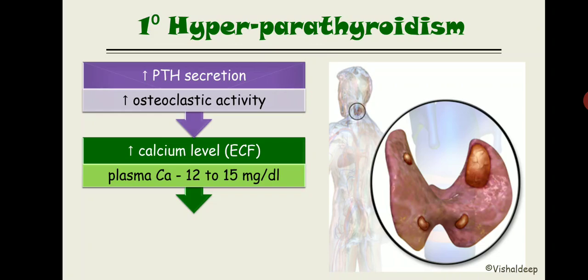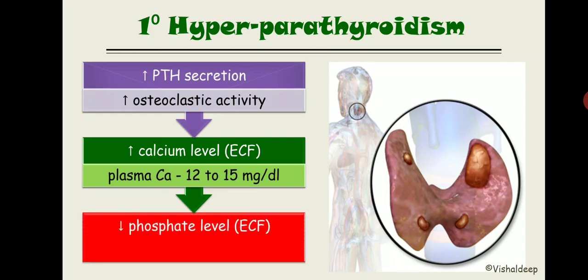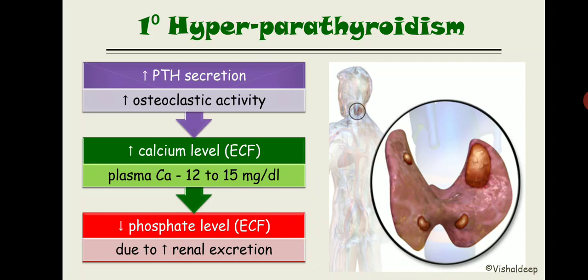The reverse thing happens to the phosphate level: there is a decreased phosphate level. Though due to osteoclastic activity more phosphate will be released along with the calcium, when both calcium and phosphate reach the kidney, calcium gets reabsorbed, while phosphate will be excreted. So in primary hyperparathyroidism there is increased calcium level and decreased phosphate level.